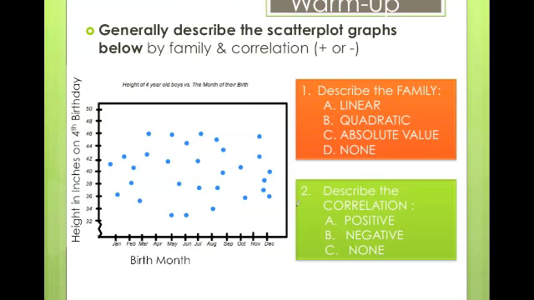Okay, this scatter plot graph compares the height in inches of boys on their 4th birthday based on their birth month. And the plots of the graph are all over the place. So there's really no correlation. So there is no family and there is no correlation. It's just random. Well, your calculator is going to help you do things a little more specific than what we just did.